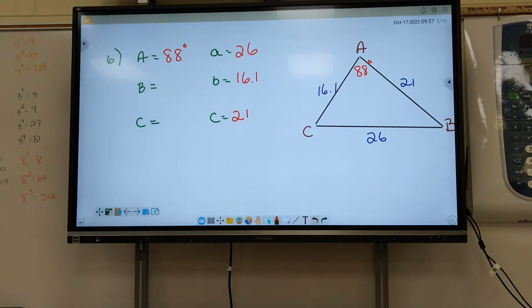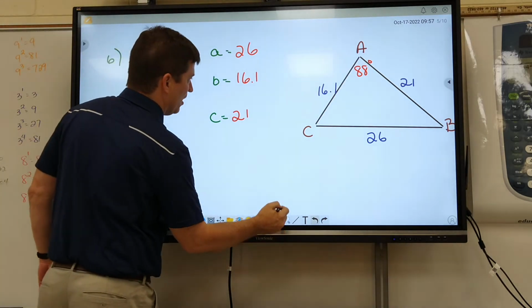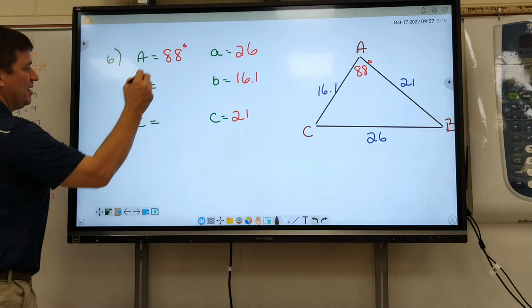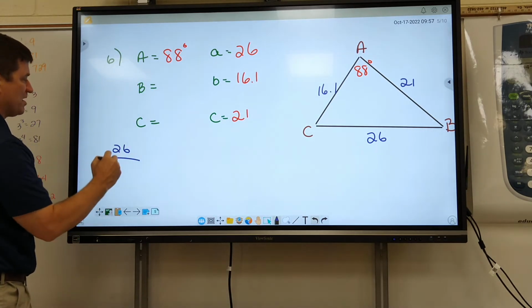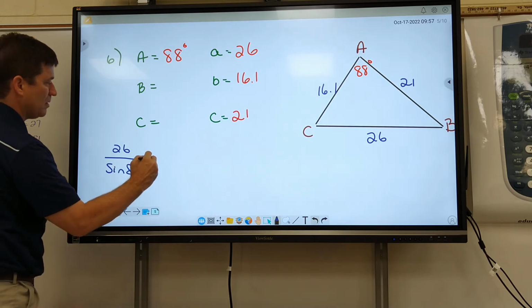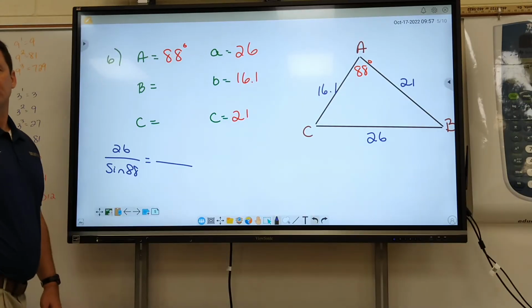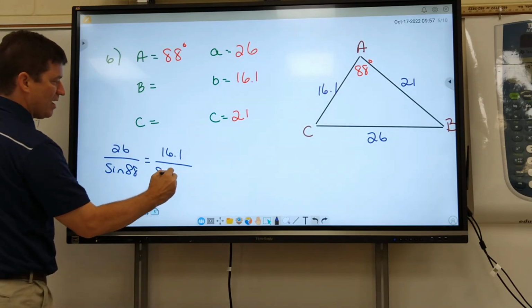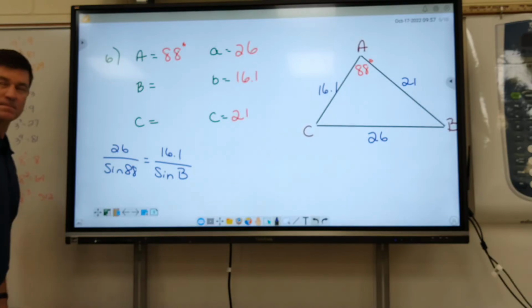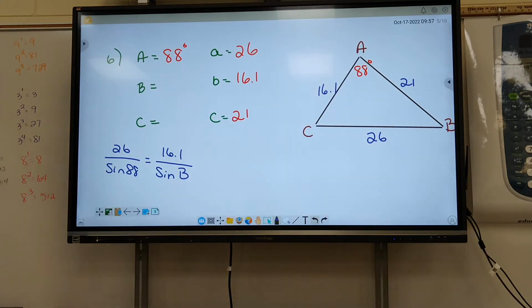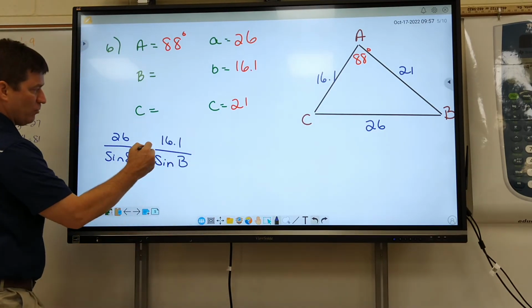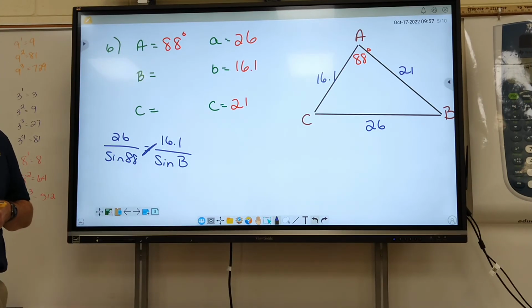All right, this one's got an extra step, and let's see why. Which one do we have to start with? Got to start with A, so we got 26 over sine of 88. Same thing we've been doing. What goes next? We'll do 16.1 on top over sine of capital B. Everybody good? Now let's do our cross multiplying and see what's going to be different on this one. 16.1 times sine of 88. Let me type that in.